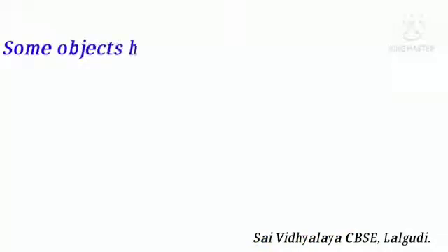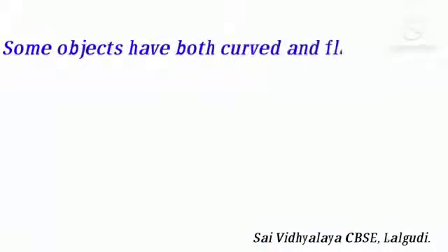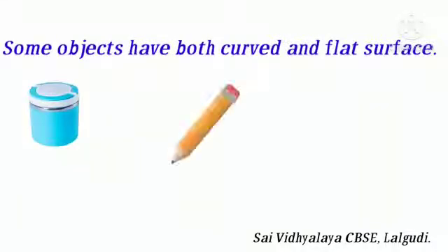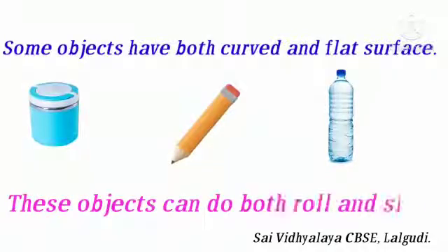Some objects have both curved and flat surface. For example, tiffin box, pencil, and water bottle. These objects can both roll and slide.